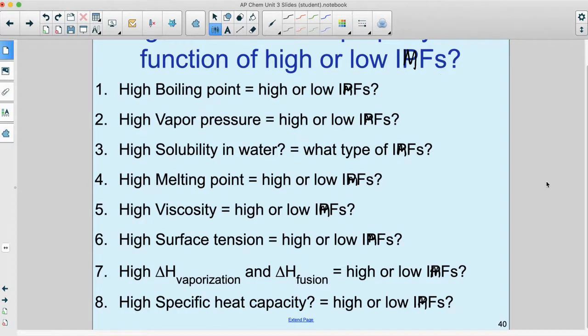So IMFs are really important in our physical world because they dictate properties of matter, and they're directly related to the structure and polarity of substances. So just remember, always classify your substances, know what type of substances you have, whether they be ionic, covalent network solid, molecular, or metallic, and then identify the forces in the substances that are holding it together into a solid or liquid, and then based on that, answer your question.